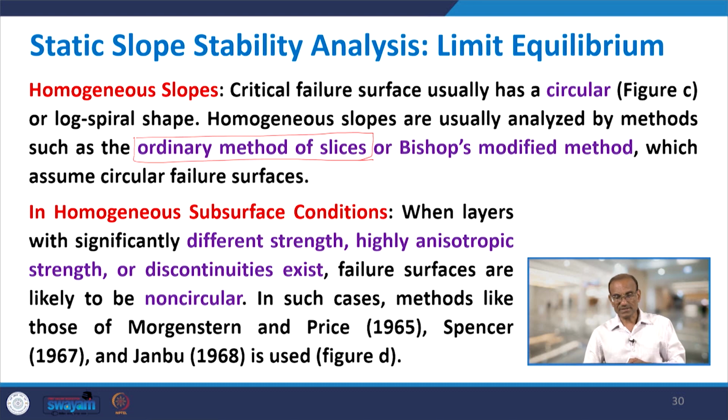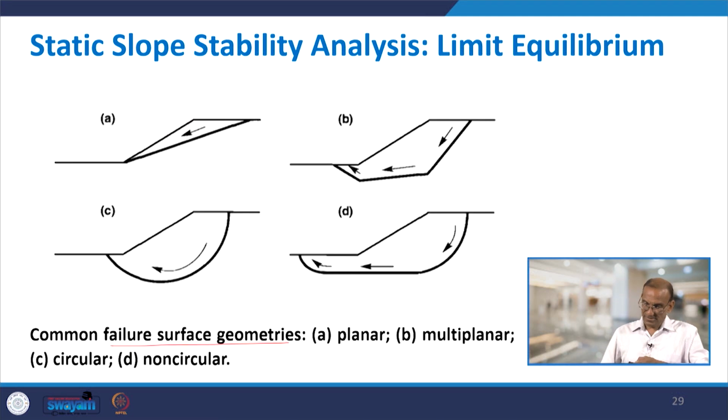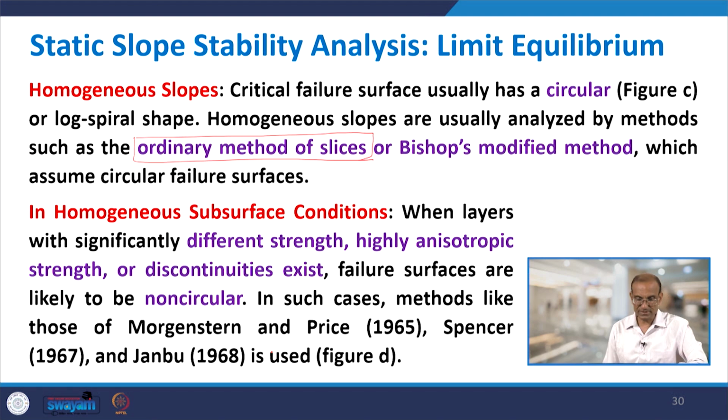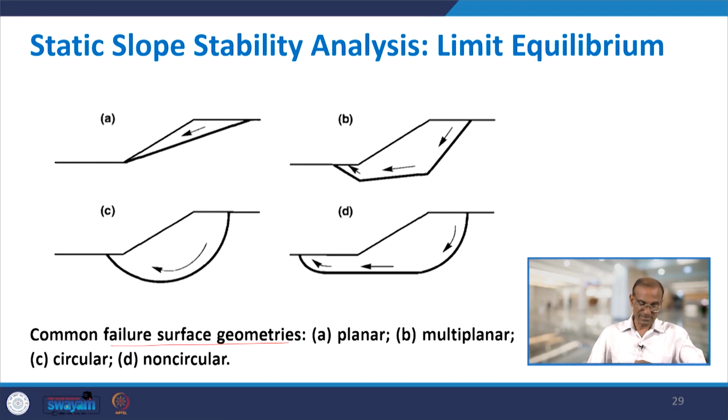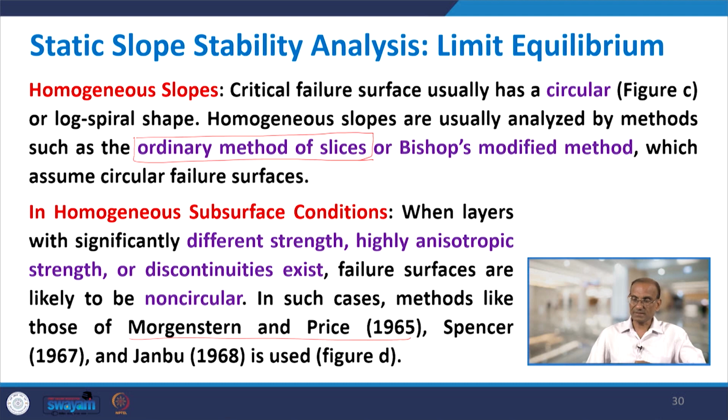In non-homogeneous subsurface conditions, when layers with significantly different strength, highly anisotropic strength or discontinuities exist, you use the non-circular surface. For example, in case D when you use non-circular surfaces there are many methods, like the Morgenstern-Price method, the Spencer method and Janbu's method. These are the different methods used for limit equilibrium analysis for non-circular surfaces.